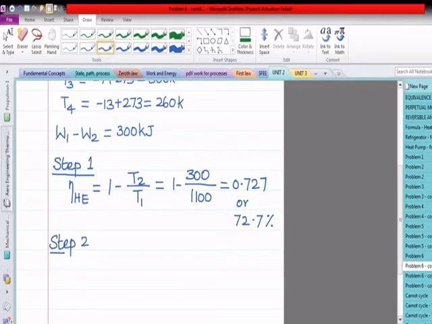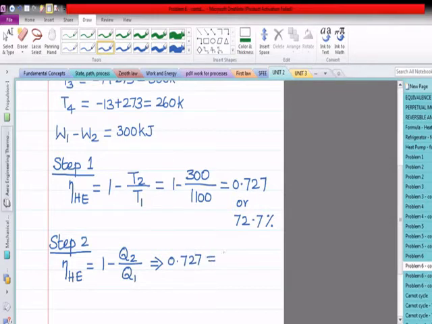Always keep in mind the parameters we need to determine: Q2, Q3, Q4. These are the three parameters we need. So I am going to use the other formula for the efficiency of the heat engine, which is in terms of Q1 and Q2. I write eta HE equal to 1 minus Q2 by Q1. From this I am going to find Q2. So let me substitute the values.